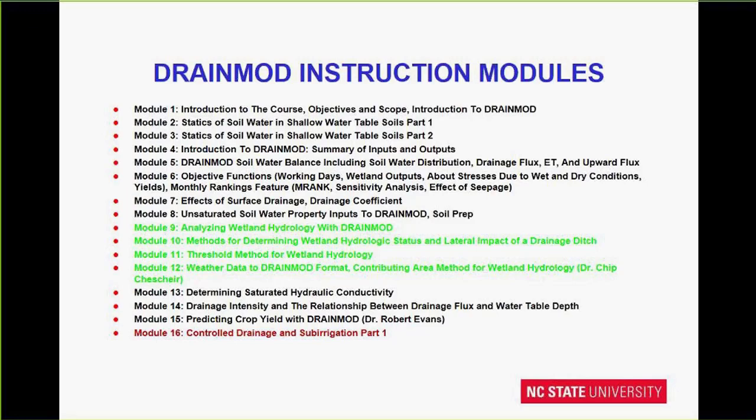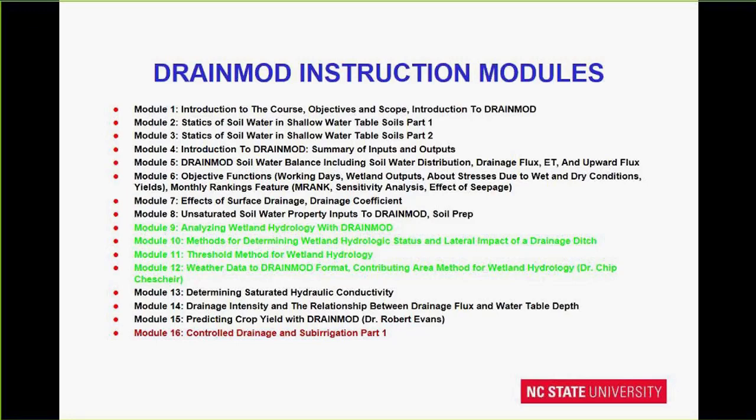And by way of introduction, the DRAINMOD instructional modules are listed here. The ones in black are sort of the basic core of simulating the performance of drainage systems. The soil water balance in poorly drained soils as affected by drainage system design and management. And so you see the first eight of those are introduction to the course, introduction to DRAINMOD, two sessions on the statics of soil water and how you calculate soil water distribution in poorly drained soils. I don't want to go into detail on any particular group of these.